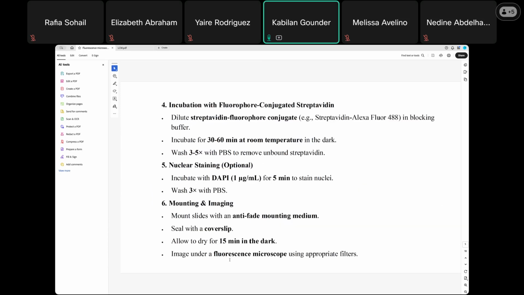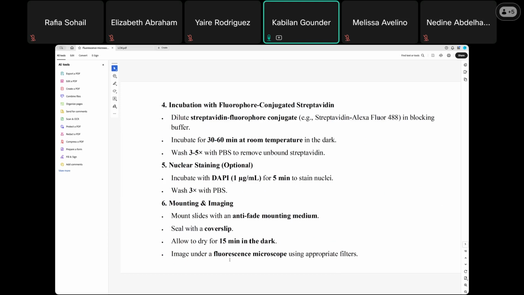Now your target is incubation with the fluorophore-conjugated streptavidin. The streptavidin you can conjugate with a fluorophore, such as Alexa. That is again 30 minutes to 1 hour. You can incubate these sections with the streptavidin conjugates.